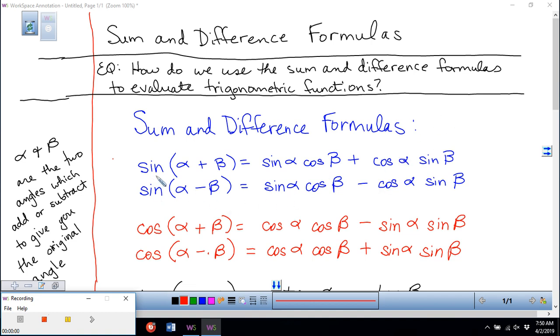The first one, sine of alpha plus beta, is equal to sine of alpha cosine of beta plus cosine of alpha sine of beta. Alpha and beta are going to be the two angles which add or subtract to give you the original angle.